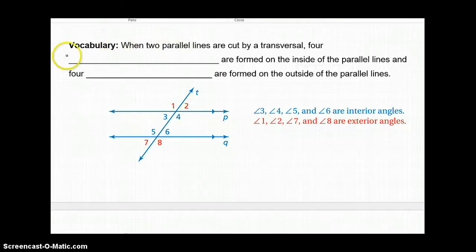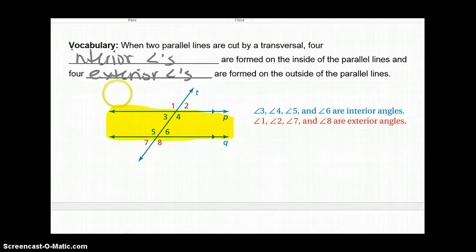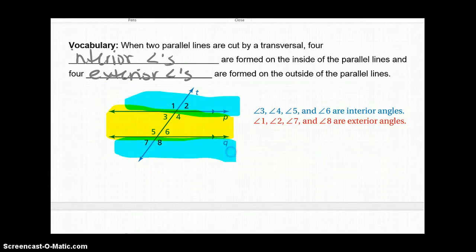So 4 interior angles are formed on the inside of the parallel lines, and 4 exterior angles are formed on the outside of the parallel lines. So let's think about what interior and exterior mean. Interior, you can see the parallel lines. These would be the interior angles. Anything inside there. And then the exterior angles are going to be formed outside. Think of exterior of a building as the outside.